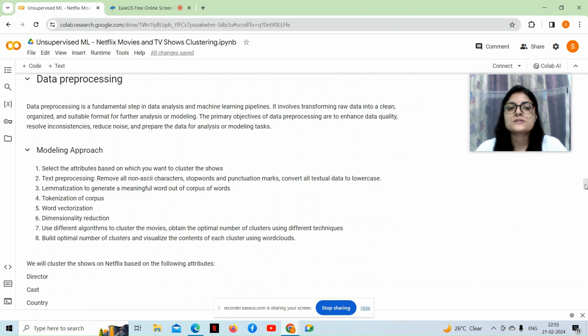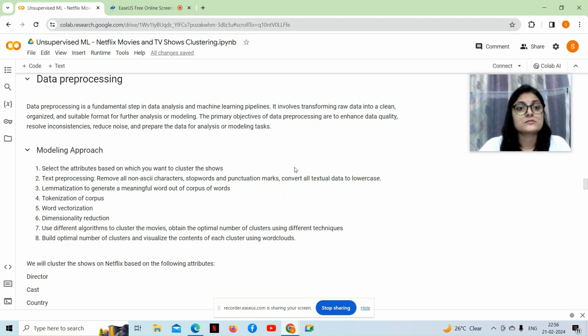Basically, data pre-processing is a fundamental step in data analysis and machine learning pipelines. It involves transforming raw data into a clean, organized, and suitable format for further analysis or modeling. The primary objective of data pre-processing is to enhance data quality, resolve inconsistencies, reduce noise, and prepare the data for analysis and modeling tasks.